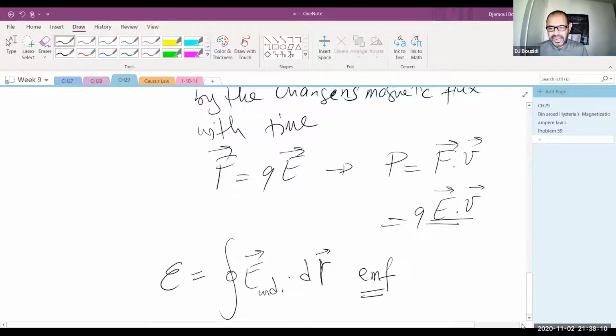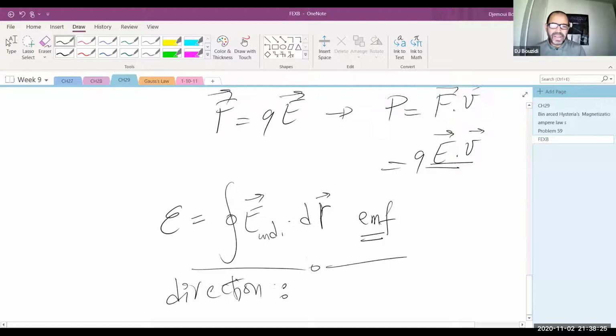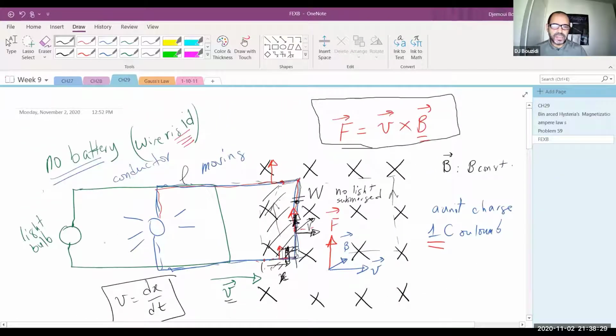And this EMF again is given by that. We have only one issue here, and that is the direction. The way I have my current right now, clearly the EMF is counterclockwise. It's positive. It's going this way. The charges are moving in the positive direction.